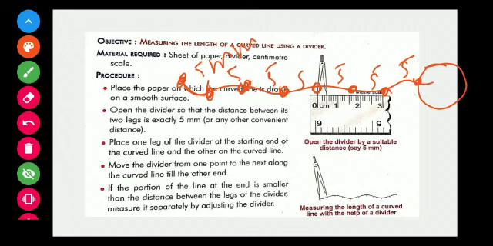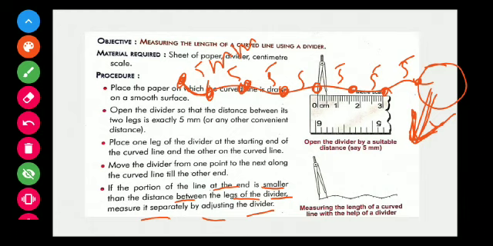Now measure this extra length with the help of a meter scale or by any other method directly. If the portion of line at the end is smaller than the distance between the two legs of the divider, that is less than 5 mm, measure it separately by adjusting the divider. By adjusting the divider, we measure this extra left part with the help of the divider.